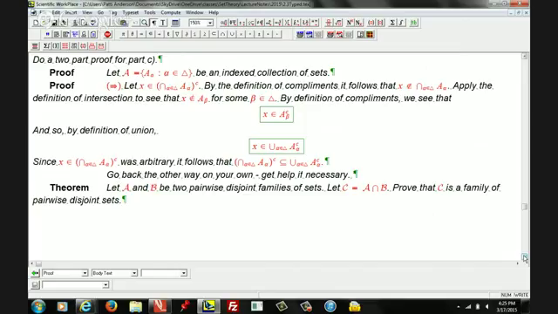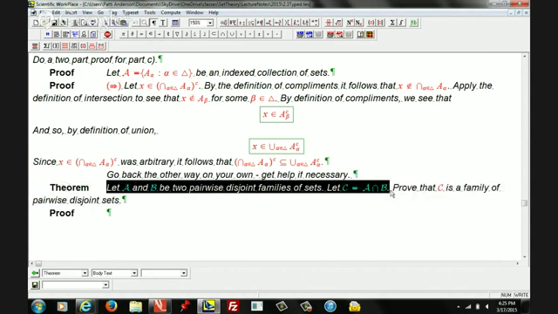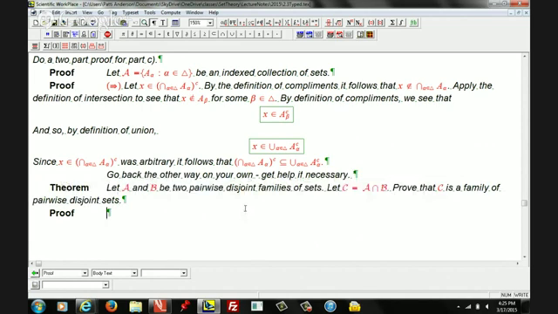The last thing we're going to do, and then we're going to do the homework problem dealing with the disjoint sets because that's a hard one. We want to be able to prove: let A and B be two pairwise disjoint families of sets. Let C be the intersection of A and B. Prove that C is a family of pairwise disjoint sets. There's the hypothesis. What do we have to do to prove pairwise disjoint? For any two sets in there, I have to show that either they're equal or the intersection is empty, right?